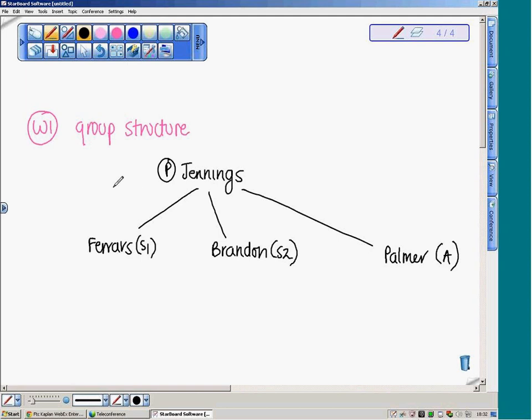Okay. And at the same time, they've also got a holding in Palmer, and I refer to that as my associate. I've already worked out my shareholding, but I want to confirm for the examiner again just how I derived this. So I'm going to just reproduce my shareholding calculation. Okay? And your group structure is generally worth about a mark or so as well. So definitely worthwhile spending that minute getting this down.